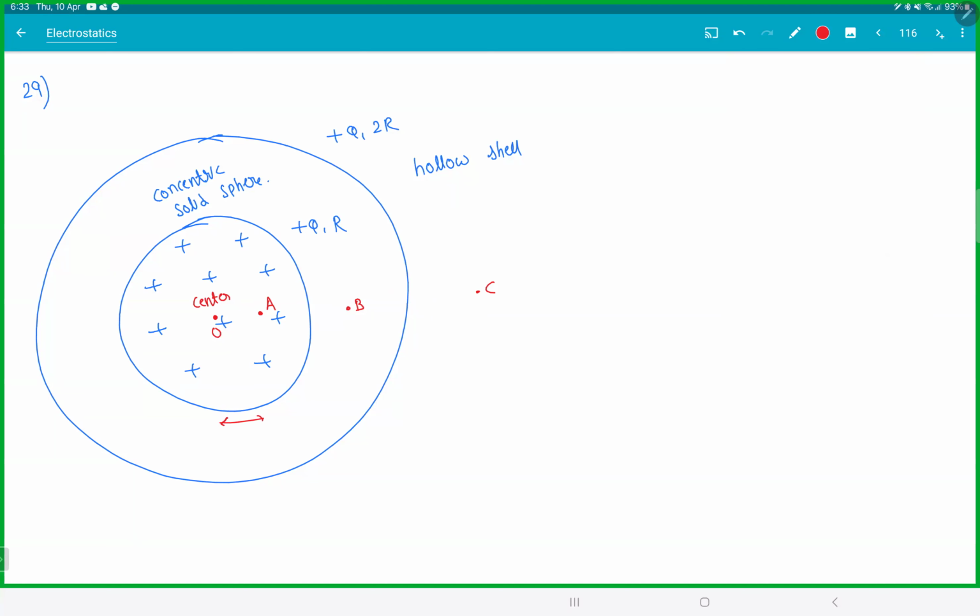O to A distance is r by 2. O to B distance is 3r by 2. O to C distance is 5r by 2. Find the field and potential at O, A, B, C due to the hollow shell and the solid sphere. This will cover all the 8 formulas. I want to find the field due to the hollow shell, and the field due to the solid sphere, and add them vectorially. Take a minute, try one. Then I'll show you one and give you time to do the rest.